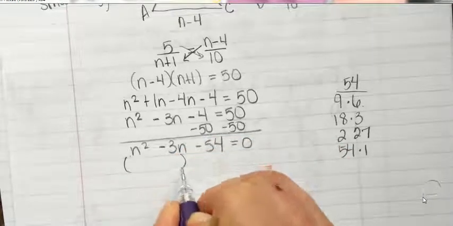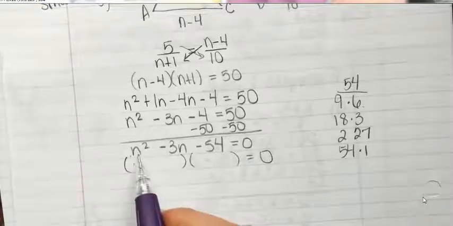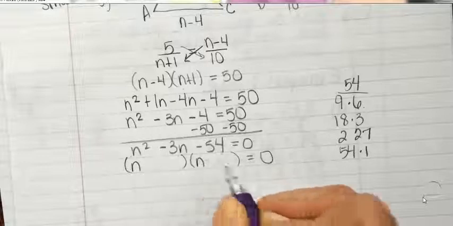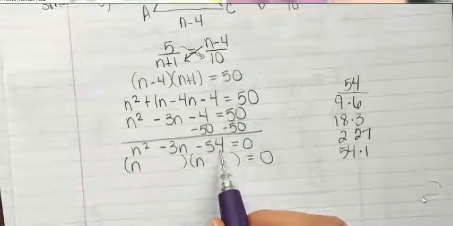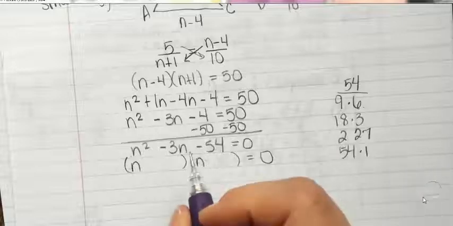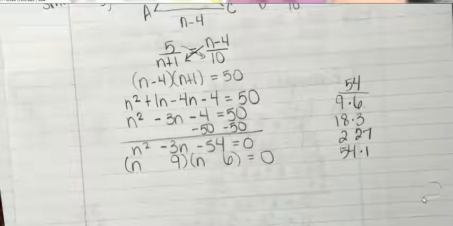So I'm going to factor my left side into two binomials. The first terms in each binomial should be n, because when they multiply, I should get n squared. And the last terms need to multiply to give me that 54. So I know it's a 9 and a 6. Doesn't matter where I put them right now. And then I'll check my inners and my outers to try and figure out what my signs of each should be.